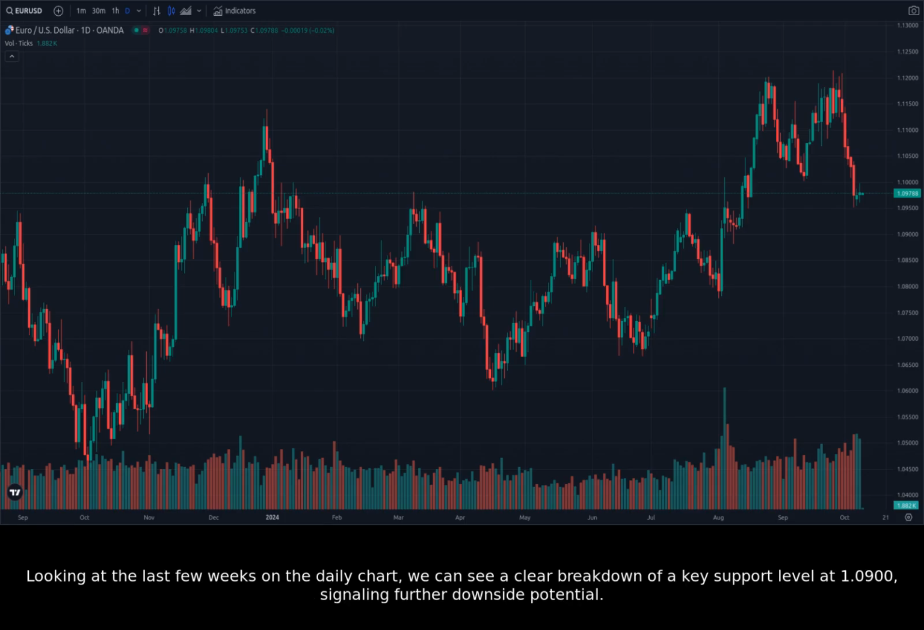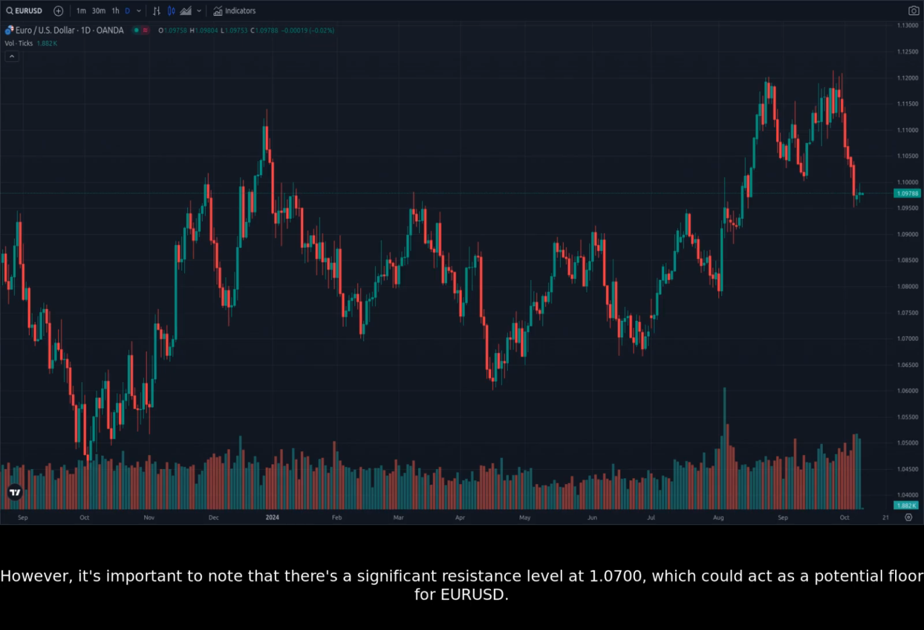Looking at the last few weeks on the daily chart, we can see a clear breakdown of a key support level at 1.0900, signaling further downside potential. However, it's important to note that there's a significant resistance level at 1.0700, which could act as a potential floor for EURUSD.